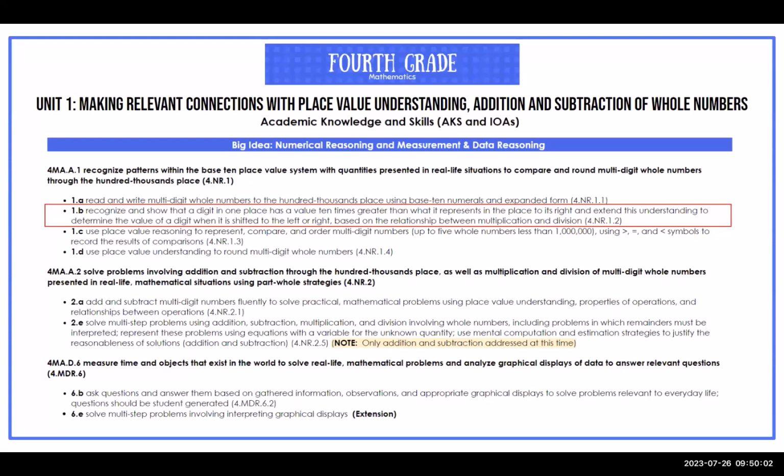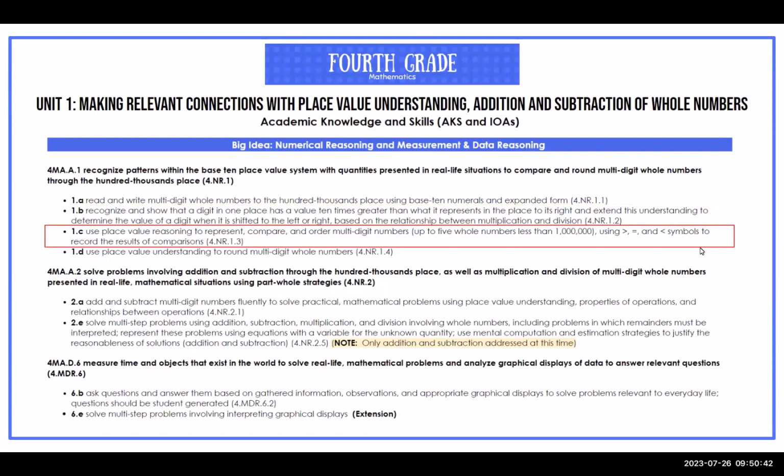Two important ideas should be extended to larger numbers. First, a 10 in any position makes a single group in the position to the left. A digit in one place has a value 10 times greater than what it represents in the place to its right. And extend this understanding to determine the value of a digit when it is shifted to the left or to the right. Second, oral and written patterns for numbers in 3 digits are duplicated for every 3 digits to the left.